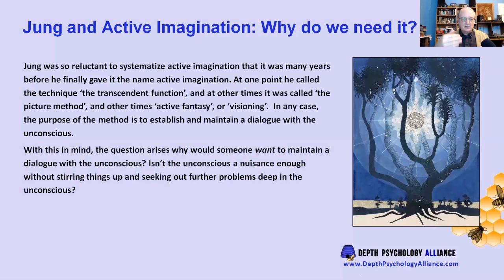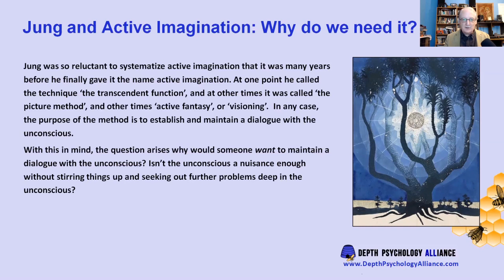So then the question comes up, and Jung asks this himself in his Transcendent Function paper. He says, why would you want to maintain a dialogue with the unconscious? Isn't the unconscious a big enough nuisance without stirring things up and trying to seek out further problems from the deep unconscious? Well, of course, the answer that he gives, which should be obvious, is that if the unconscious is working autonomously and interfering with our lives in ways we don't want it to, the more we can short circuit that and maybe either direct it or at least find out why the unconscious is behaving the way it is, the more we can not be so much in the grip of the unconscious.